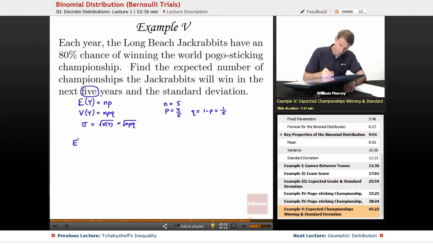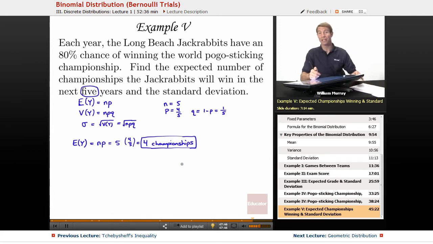The expected value, the expected number of championships that we will win over the next 5 years, is n times p. So our n is 5, p is 4/5. So that's just 4 championships. And that, of course, should not be at all surprising because we're going to play for 5 years in a row, and we have an 80% chance of winning in any given year. So 4/5, we expect to win 4/5 of the years. So if we play for 5 years, we expect to win 4 out of 5 of those years on average.